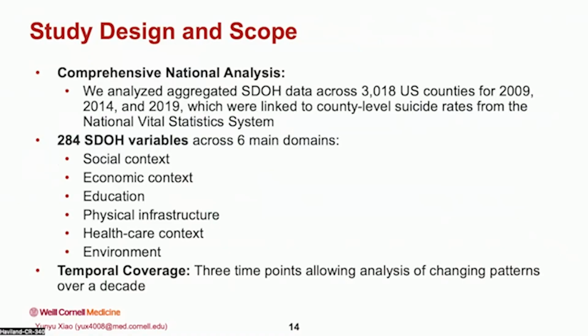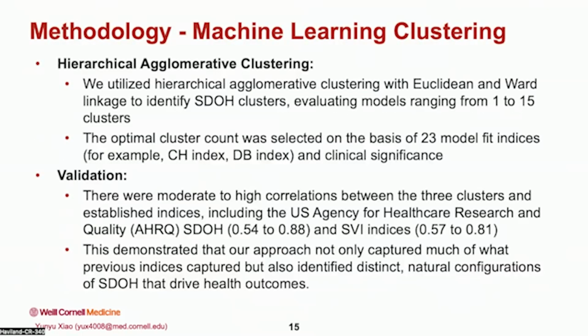We aggregated, collected and linked all the social determinants of health variables to all the counties. The reason it is 318 is that some counties changed their names or merged with other counties, but we made sure it is consistent with the CDC context. We measured them across 6 domains: social factors like demographics, economic factors, education, physical infrastructure, healthcare context, and environment, because I focus a lot on climate change in my research and think it is separate from physical infrastructure. We covered it over a decade.